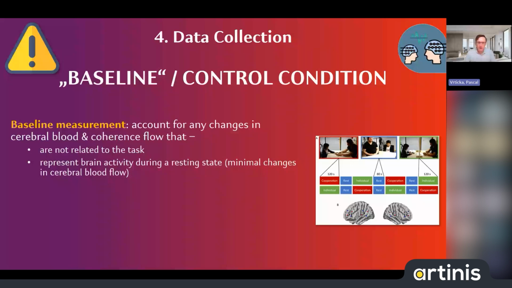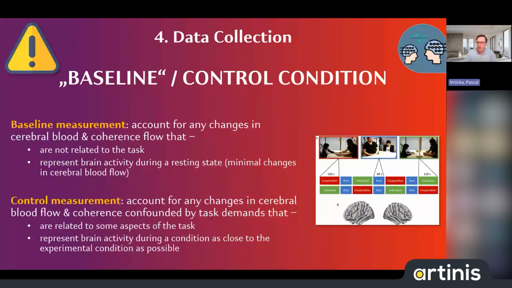But usually what we are recommending is that we use an active control condition that is related to some aspects of our task that we actually want to investigate, and that represents brain activity as close to the experimental condition of interest as possible, with some important differences, and those differences would ideally be the ones that we actually want to investigate. So for example, as here in the picture, we had a puzzle solving task, and we had the active condition of interest where both participants had one puzzle that they solved together, which we called cooperation, and in another is shown in red.